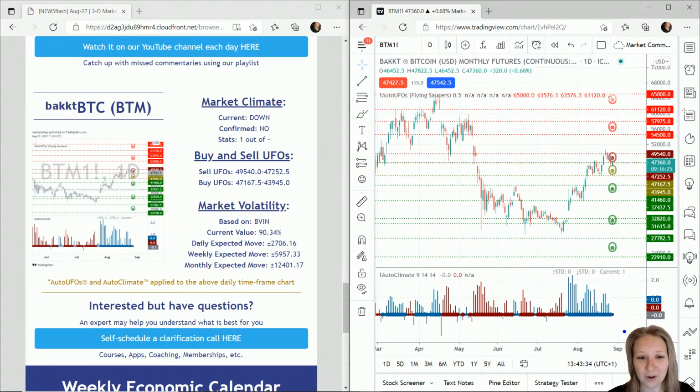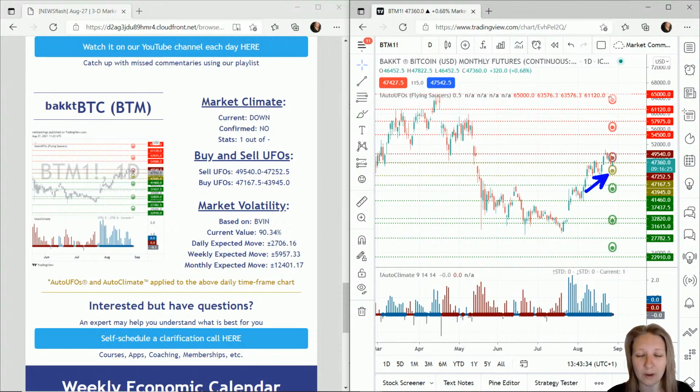Now, that's not surprising considering we have sell orders right above us, so sellers just here, and we have buyers just here. We've got buyers and sellers overlapping each other a little bit. So the sellers are from 49,540 to 47,252.5. And then we have buy orders, like I said, literally just beneath us at 47,167.5 to 43,945. Now, where we have sellers and buyers really close to each other, they're competing.